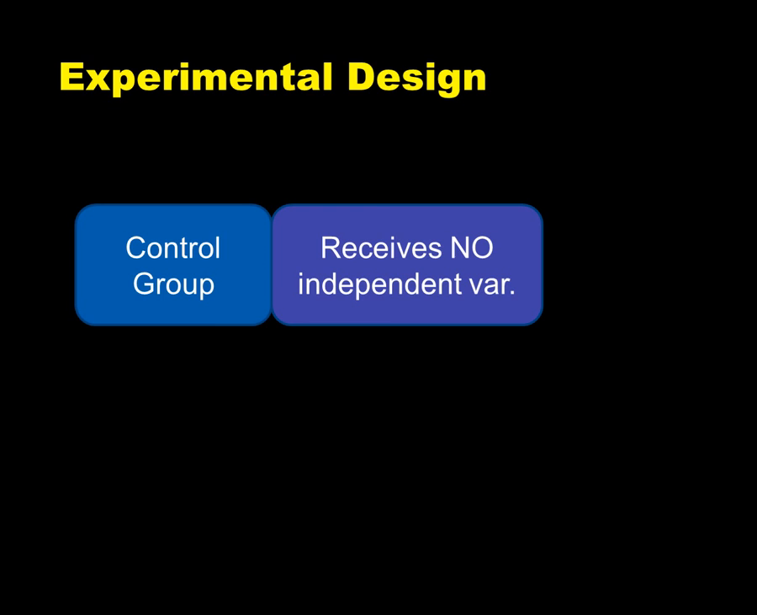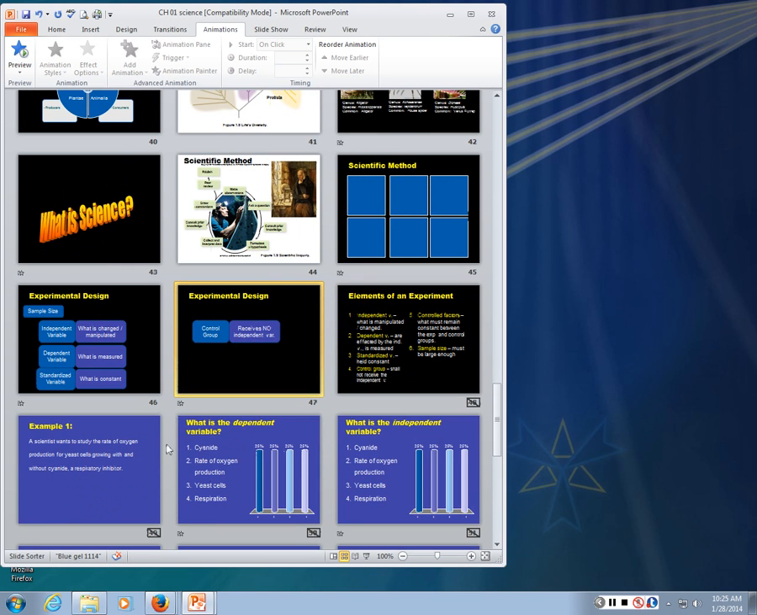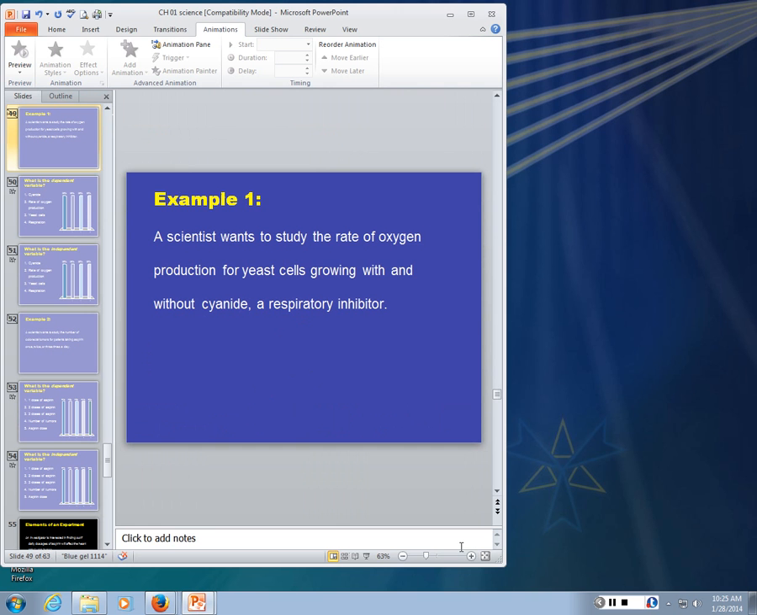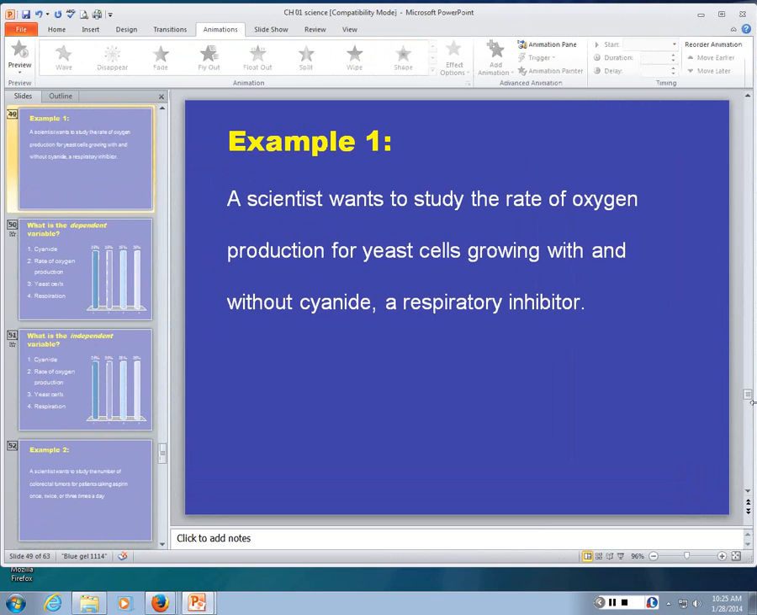Let's go back and answer some of the questions that you guys had, and put them into practice. So for example, let's say someone wants to study the rate of oxygen production for yeast cells growing with and without cyanide. Cyanide is known as a respiratory inhibitor.